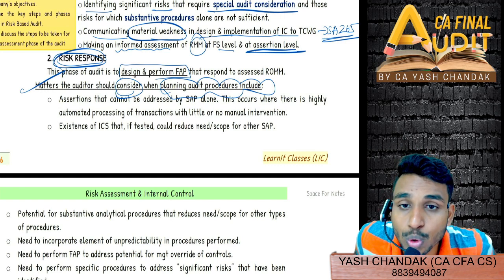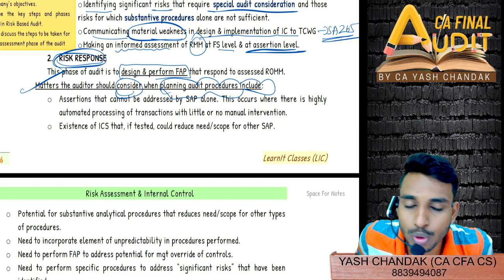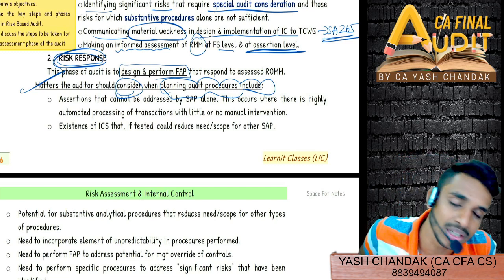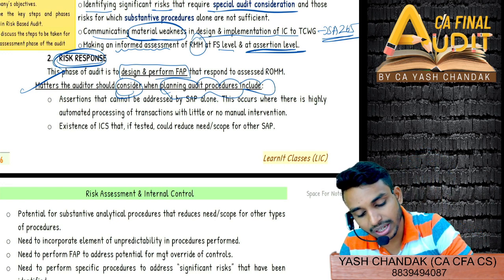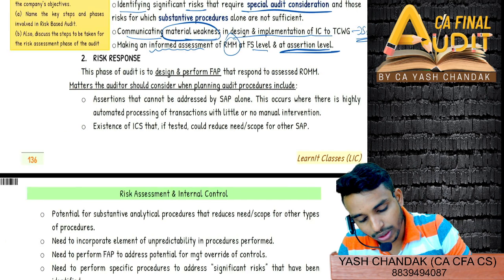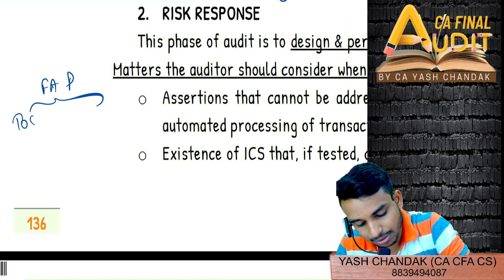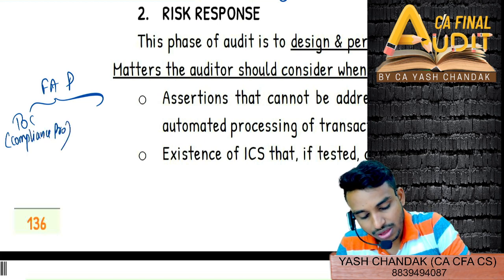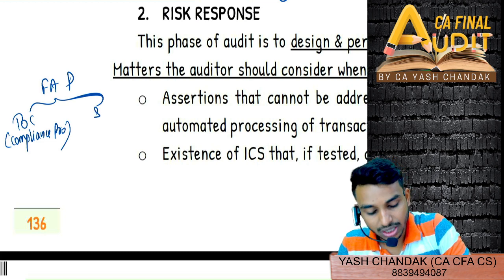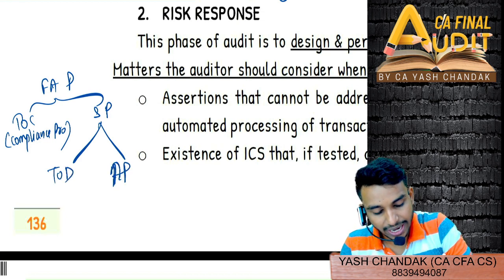Then what all matters you should consider while planning the procedures mentioned in the second phase of the audit. So the procedures that you will be performing here are very simple. I have told you in the further audit procedure, we are left with what? TOC, that means compliance procedure. Similarly, we are left with substantive procedure: test of details of transaction and analytical procedure.